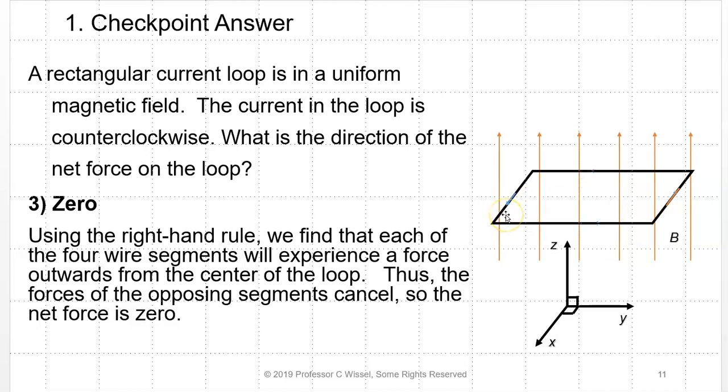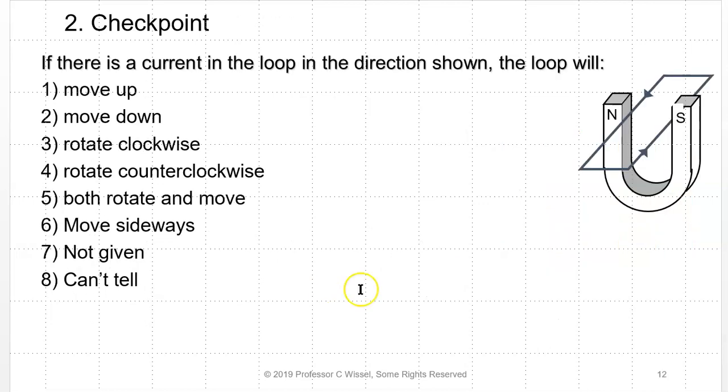If I go to this one, I wind up with the index finger pointing out of the page, the magnetic finger pointing up, and the force finger, the thumb, pointing away from the center of the loop. If I go to this, I'll wind up with the same thing. The index finger is going to the right, magnetic finger is going up, and the force finger, which is the thumb, is pointing outward. So all of these forces cancel to zero. But the torque does not cancel to zero necessarily.